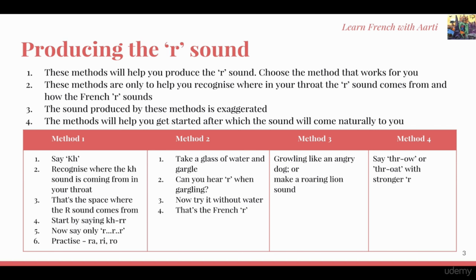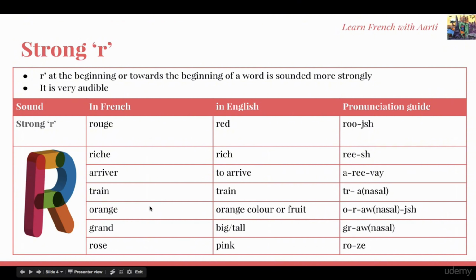And method 4 is saying throw or throat, but with a stronger R. Throw, throat. This is only to help you recognize where in your throat the R sound comes from. However, you would not pronounce words with such an exaggerated R sound. At the beginning of this lesson, I did mention that there is strong and weak R. Let's see how those work.